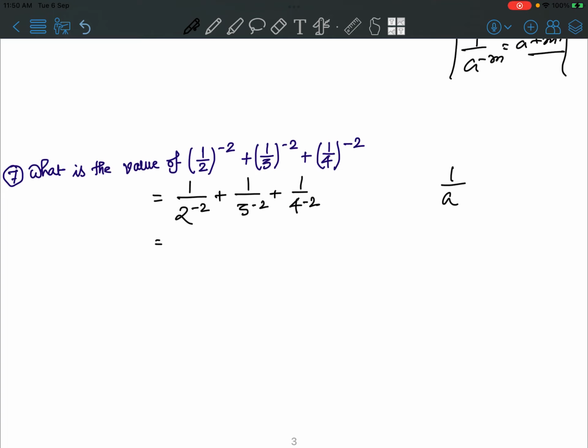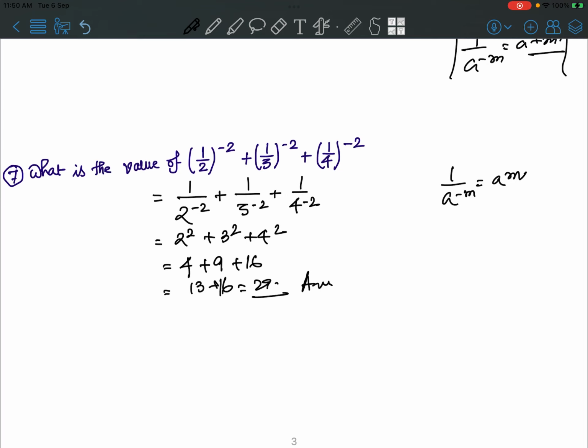Now the formula of reciprocal again, 1 by a to the power minus m equals a to the power m. So 2 square plus 3 square plus 4 square. 2 square equals 4, 3 square equals 9 and 4 square equals 16. Then 9 plus 4 equals 13, plus 16 equals 29. So this is the answer.